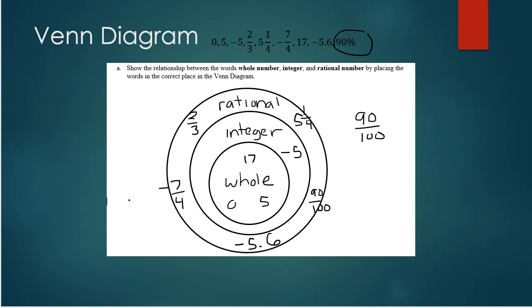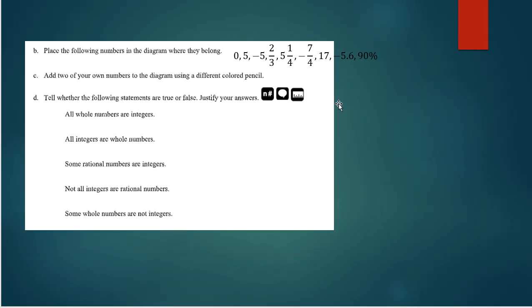Okay, so that was part A and part B. On part C, add 2 of your own numbers to the diagram using a different colored pencil. So hopefully you were able to come up with 2 other numbers that would fit within one of the 3 classifications, or maybe all of the 3 classifications. And then on D, tell whether the following statements are true or false. All whole numbers are integers. That would be true. If a number is a whole number, it's also an integer.